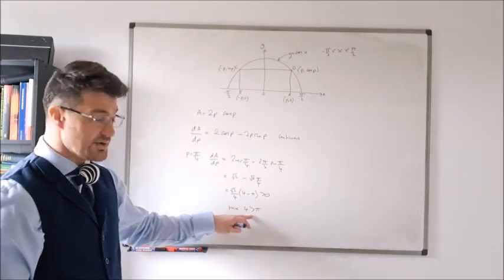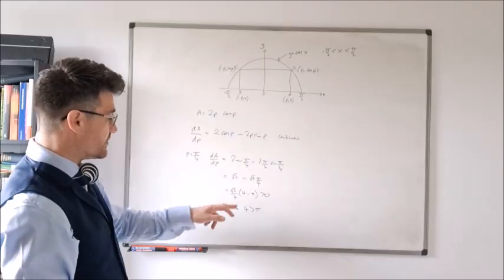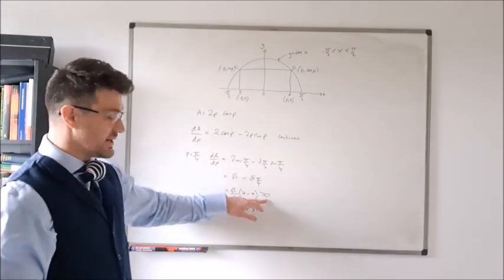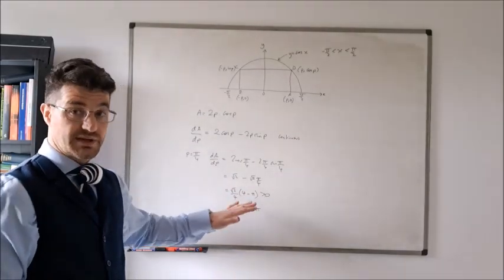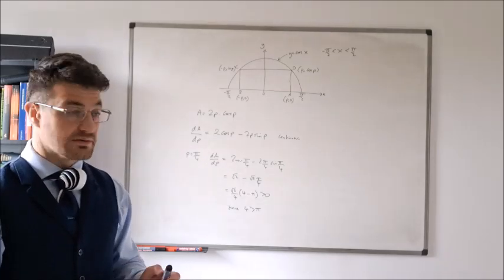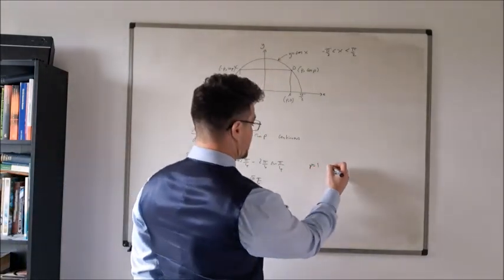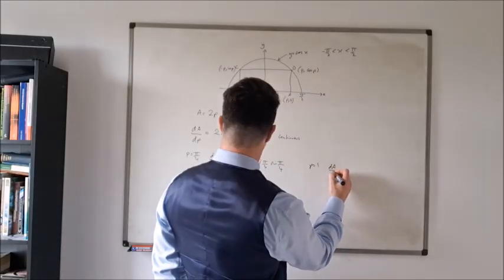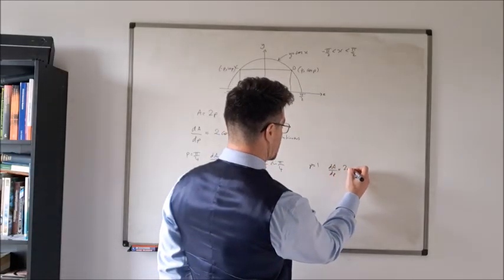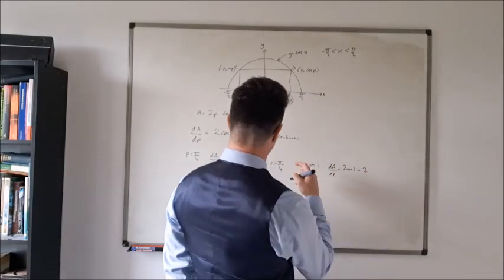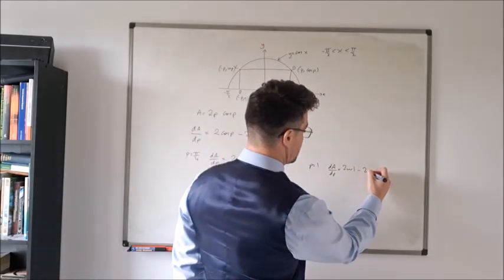Do make a note of things like this. Don't just say this is greater than 0. Justify it. Justify everything. Okay? So now, what about with p equals 1? Well, p equals 1, we get dA by dP is equal to 2 cos 1 minus 2 times 1 times sine 1.